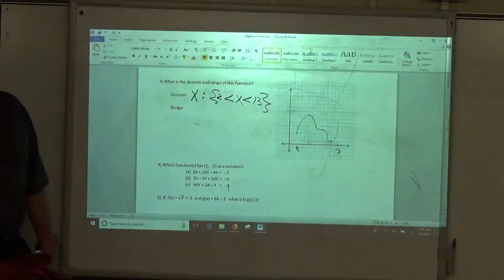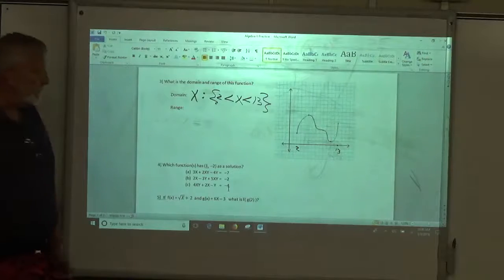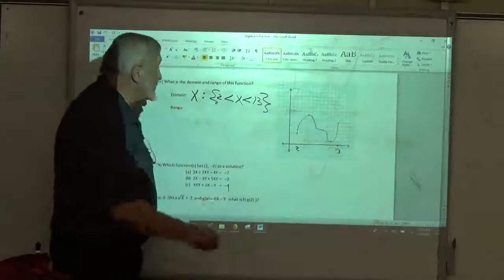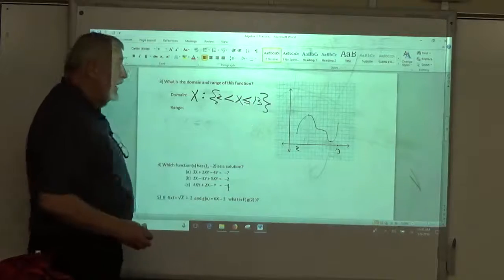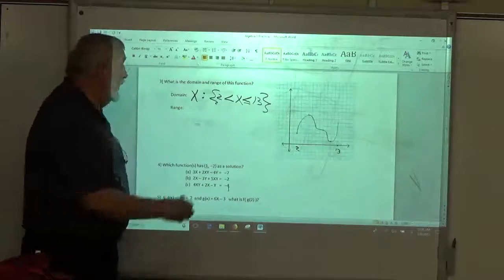Can x equal 13? Yes. Yeah, it's a closed dot. So what do I have to do here? Yeah, the equal sign. I have to put the equal sign in. And what about on this side? I got to put the equal sign in.